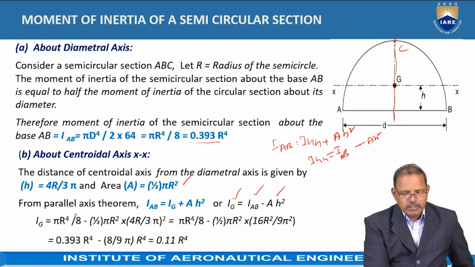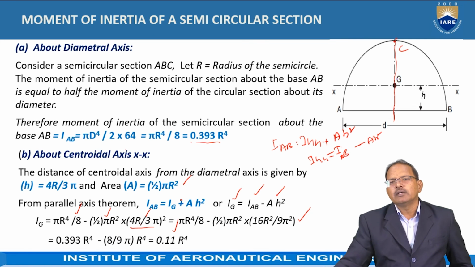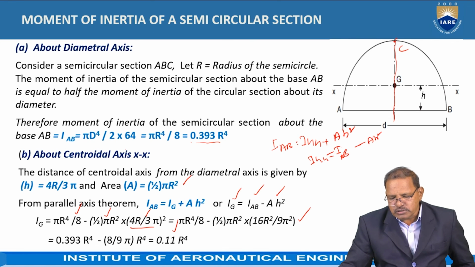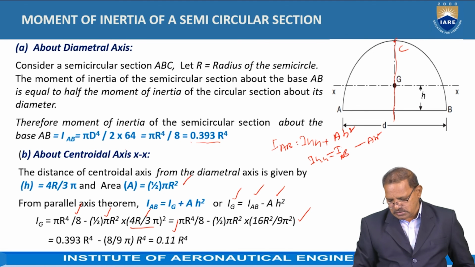So IG is equal to pi r to the power of 4 by 8, which we already determined in terms of radius, minus 1 by 2 pi r square, which is the area, multiplied by the distance 4r by 3 pi, whole square. That is pi r to the power of 4 by 8 minus 1 by 2 pi r square into 16 r square divided by 9 pi square. On simplification, we get 0.11 r to the power of 4. This is the moment of inertia possessed by the semicircular section about its center of gravity.